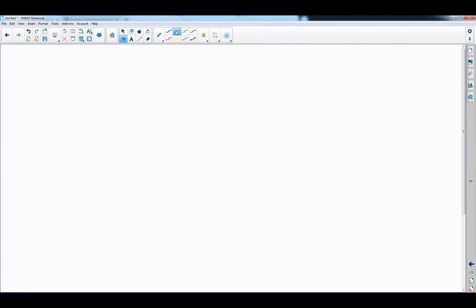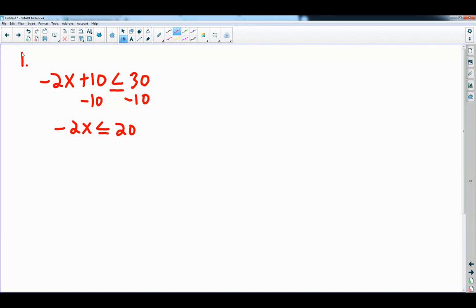So up first note question is, let's see, we got negative 2x plus 10 is less than or equal to 30. Okay, so as normal here, we're going to subtract 10 from both sides. We got negative 2x is less than or equal to 20. And again, I want to emphasize that we are solving and graphing, not just solving.